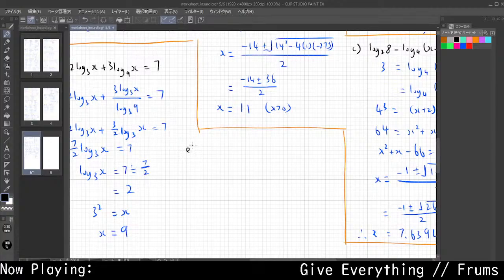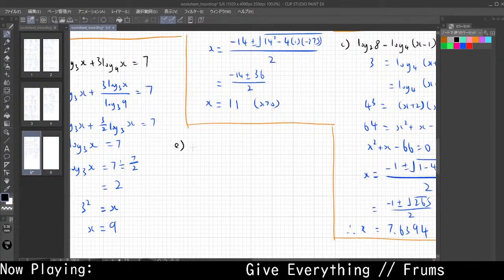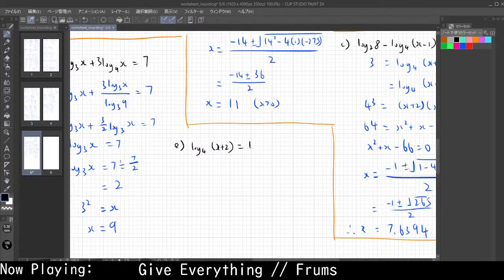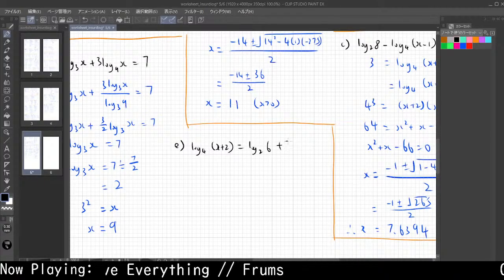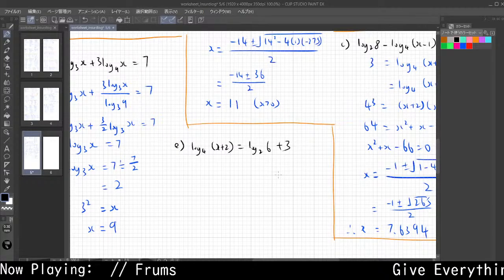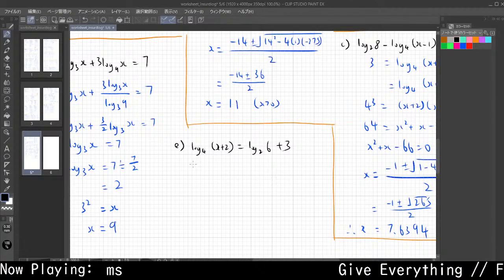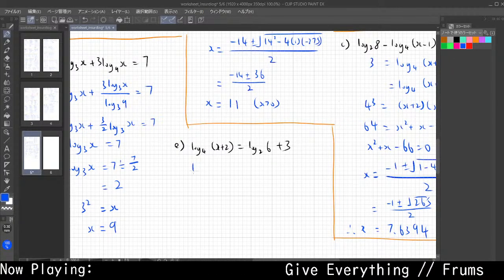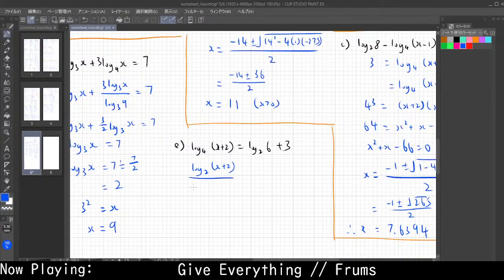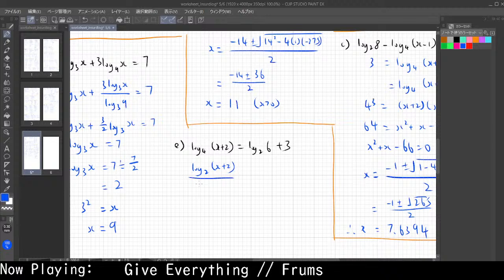Actually I can put it here. Log base 4 of x plus 2 equals log base 2 of 6 plus 3. Same thing, you want to turn this into base 2, so the logs can combine now. Again, turn the 4 into base 2, so it's a bit easier to look at.